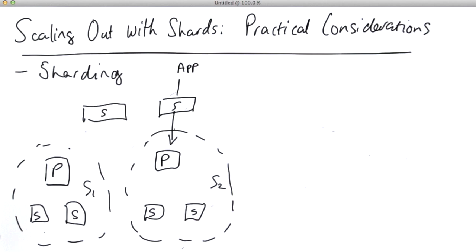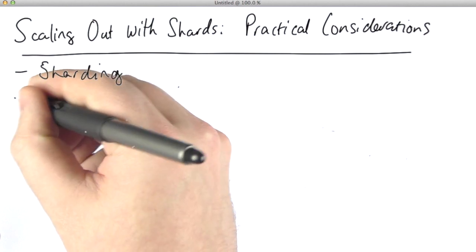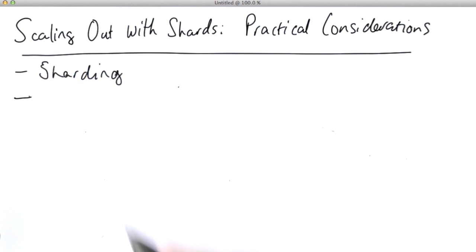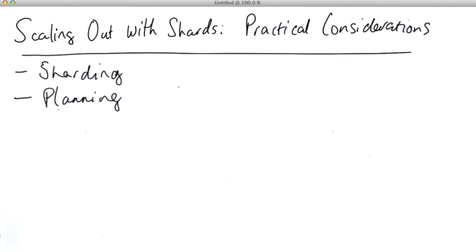Now the practical considerations piece, and we'll get into exactly how all of this is managed and where the config servers come in and everything else shortly. So what are these practical considerations? Well, I would say that the key to a successful sharding strategy is planning. You need to know a couple of different things to do your planning.